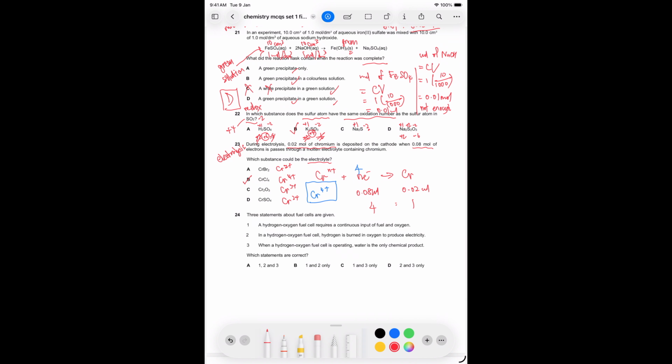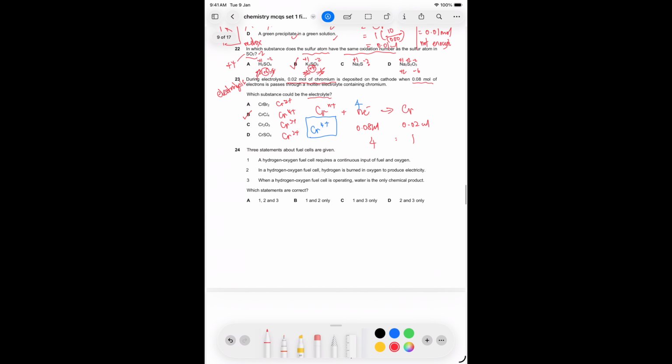So a bit of electrolysis and chemical formula. All right, question 24. This is under fuel cell. A hydrogen oxygen fuel cell requires a continuous input of fuel and oxygen. Fuel most likely is wrong. It should be hydrogen gas and oxygen gas. So it's wrong.